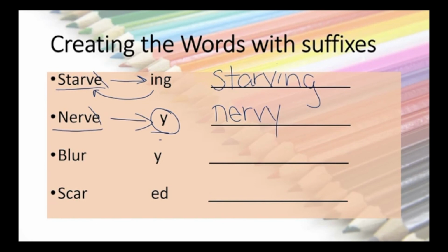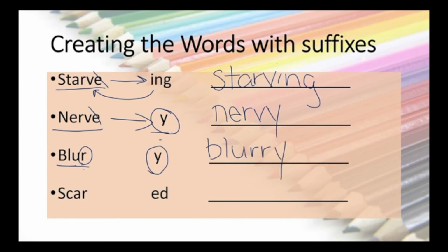For the next word, I'm looking at a 1-1-1 word because in this case, I have one consonant after the vowel. It's one vowel, and my word is a one-syllable word, and I'm adding on a vowel suffix. So in this case, I'm going to need to do something different. I'm going to be looking at doubling that R to make the word blurry.